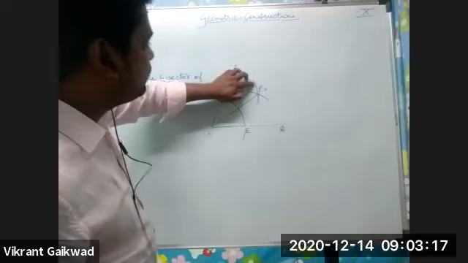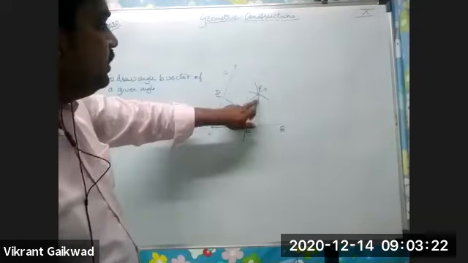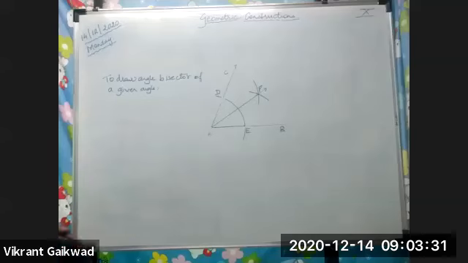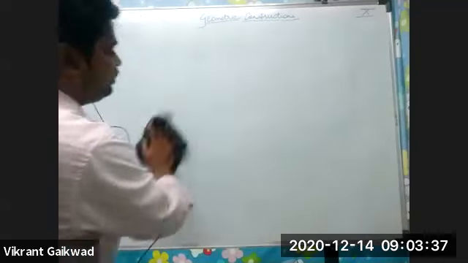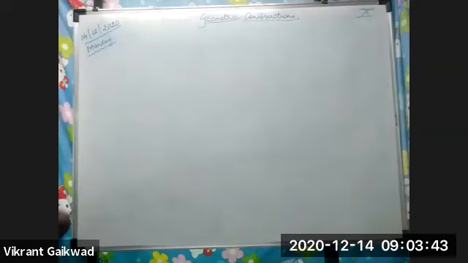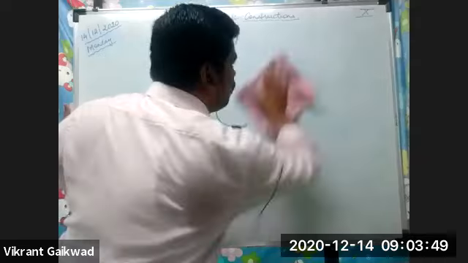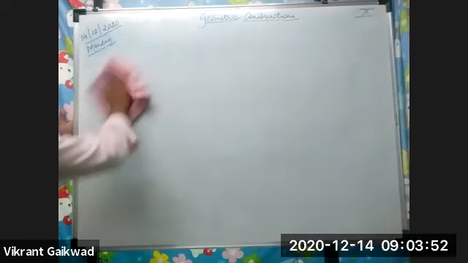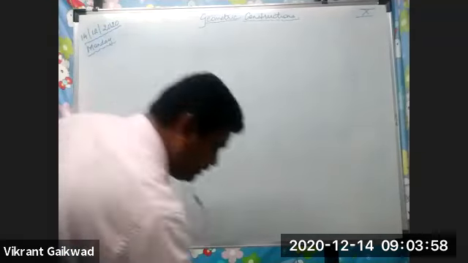You all can remove the screenshot of this so that we'll move ahead to the next topic. Yes. Done, everyone? So let's move ahead. Now, the most important construction which everybody should know, because this construction is used in all the questions: to draw the copy of a given angle. Very important construction.